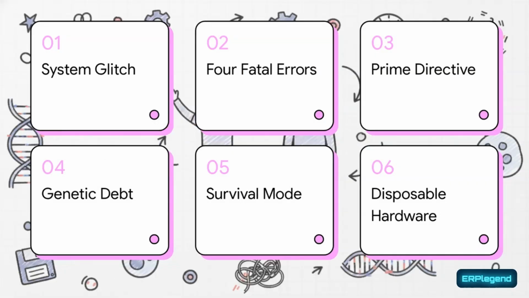Here's our system diagnostic report for today. We're going to start by redefining cellular aging as a biological system glitch. Then we'll break down the 4 fatal code errors corrupting our software. After that, we'll look at evolution's prime directive, how we accumulate genetic debt, what senescence really is, and finally, the rather tragic reality of our disposable hardware.